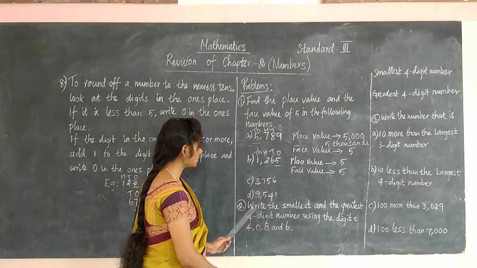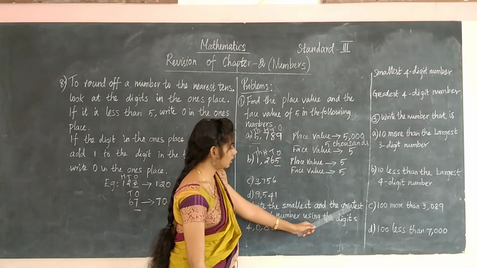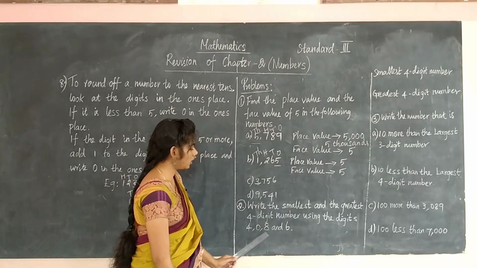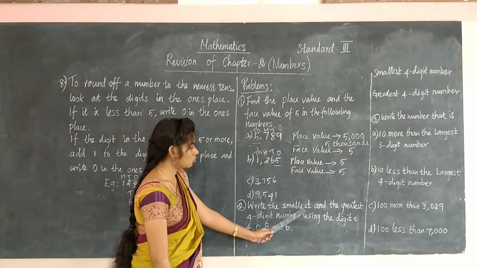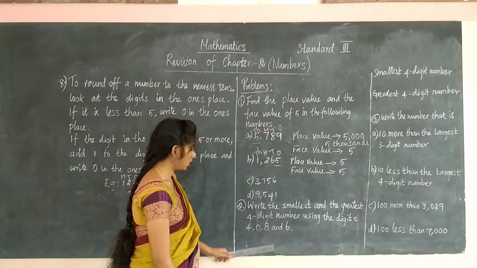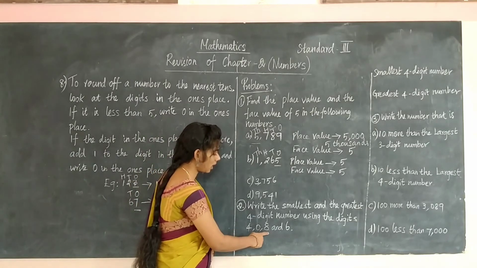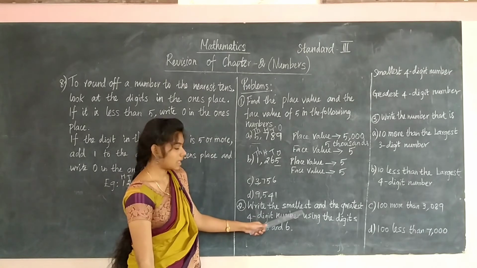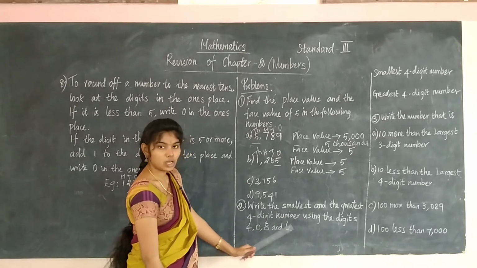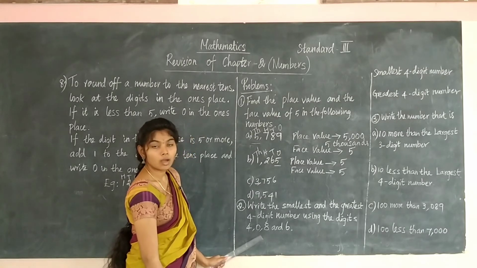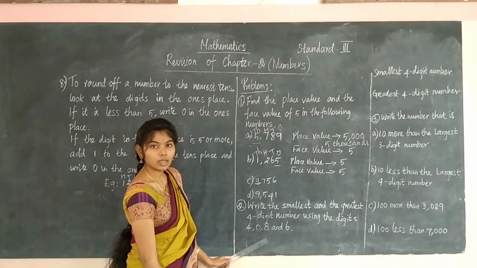and this number, 9541. Then the next sum is: write the smallest and the greatest 4-digit numbers using the digits 4, 0, 8 and 6. What it asks is the smallest and the greatest 4-digit numbers. What are the numbers? 4, 0, 8 and 6. To find the smallest, what will you do? You will arrange in ascending order, from the smallest to the largest number. Here which number is the smallest one? 0 is the smallest one.